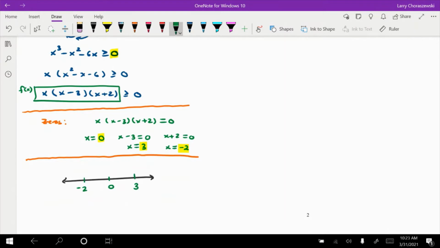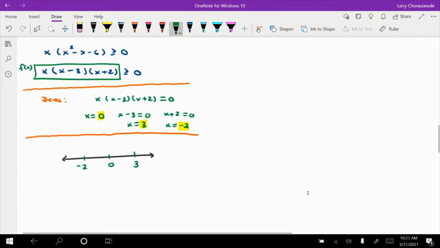In fact, there are 4 sections. Now, these 3 numbers are what turn the function to 0, meaning that the numbers in between these will either make the function positive or negative. Now, to see which sections make the function positive and which make them negative, we have to pick values from each of the sections and plug it into our function f of x.